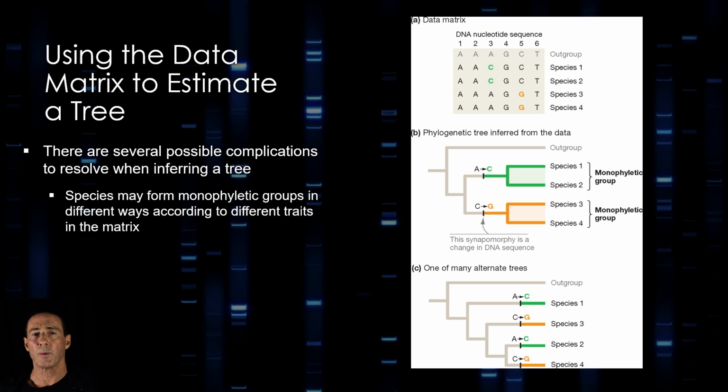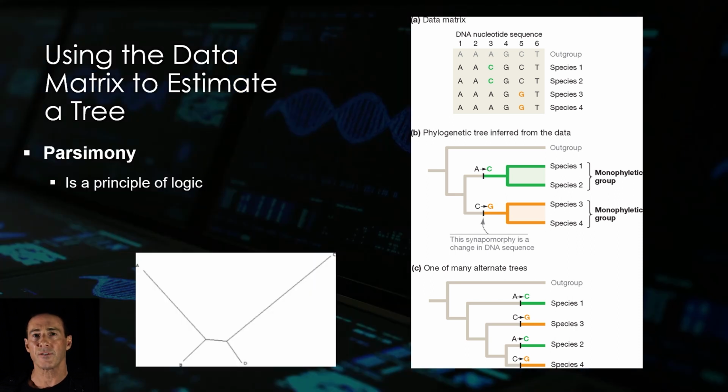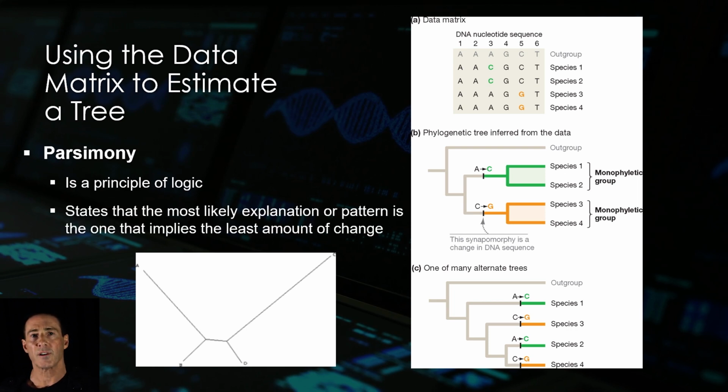The larger the number of species and traits added to the matrix, the greater the number of possible trees and character combinations. There are 15 possible trees for a phylogeny of 4 taxa, but over 100,000 trees for a phylogeny of 8 taxa. How can researchers identify the tree with the best fit to the data? How can they avoid an erroneous conclusion? Biologists often invoke the logical principle of parsimony to address these questions. Under parsimony, the most likely explanation or pattern is the one that implies the least amount of change.